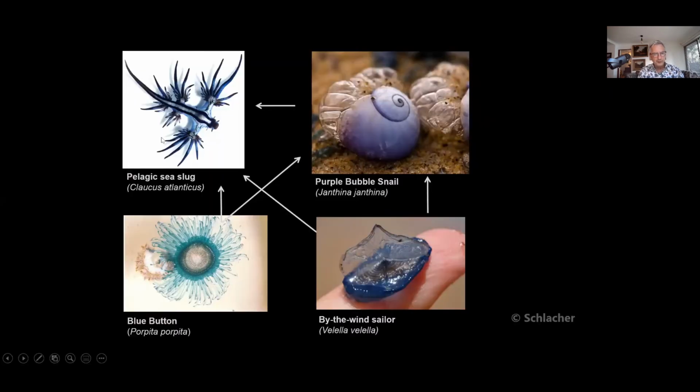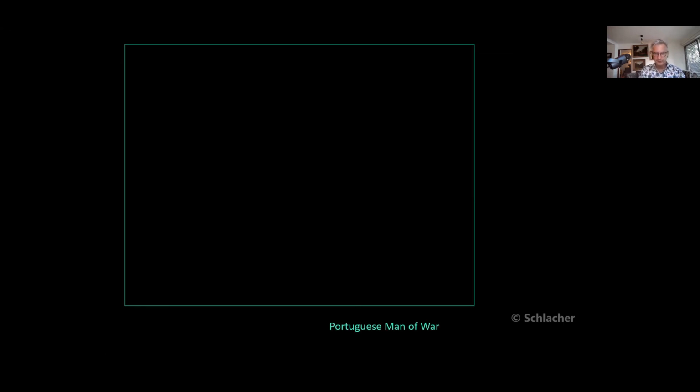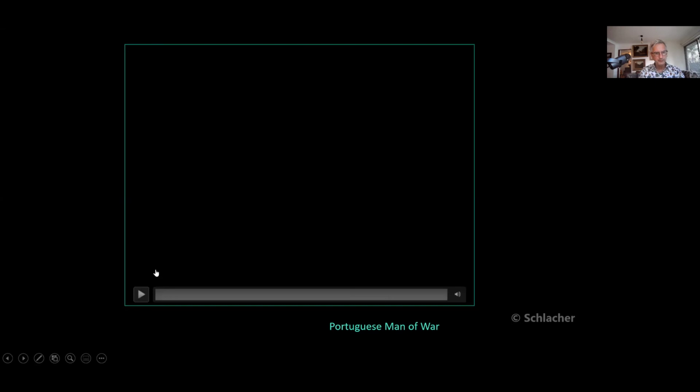And then you have those things called a sea glaucus, or a pelagic sea slug, which eats all of them. So you can almost, on a sandy beach, construct a little bit of a pelagic food web, where you have the by-the-wind sailor, which gets eaten by the bubble snail. Those get eaten by the sea glaucus, and this guy here basically eats everybody. I should probably have put him right at the top. Here's the Portuguese man of war, or maybe not.